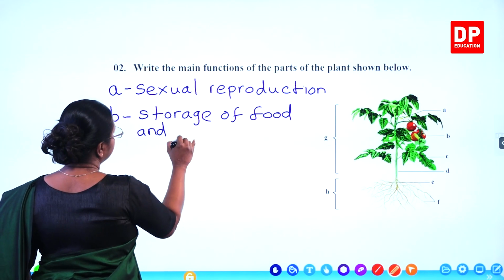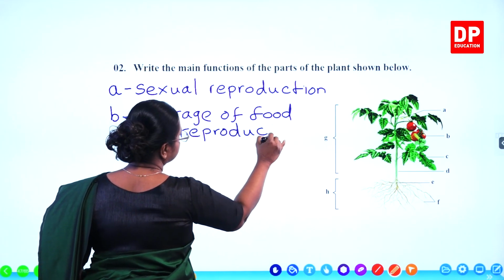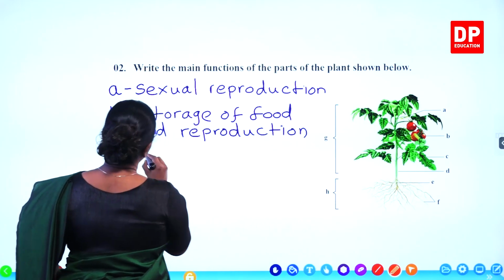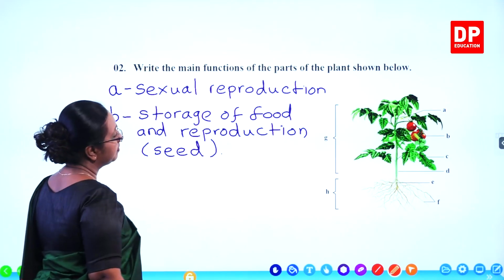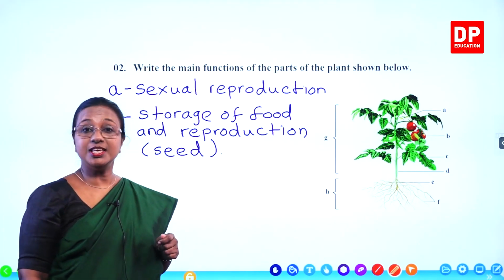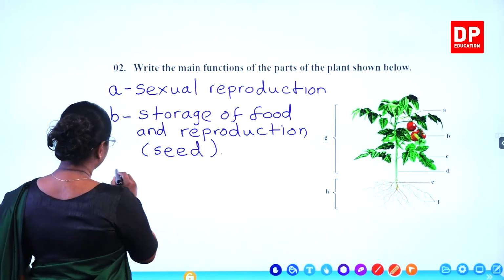And reproduction. Reproduction by seeds. I'll just write that in brackets. Then what about C? You know the function. Leaves, the main function is photosynthesis.